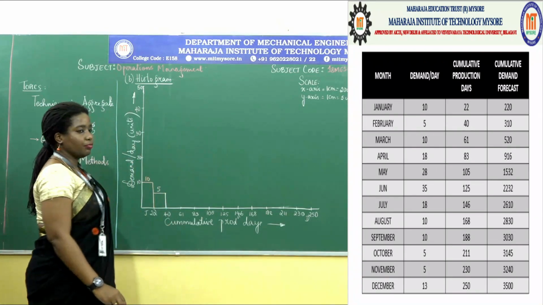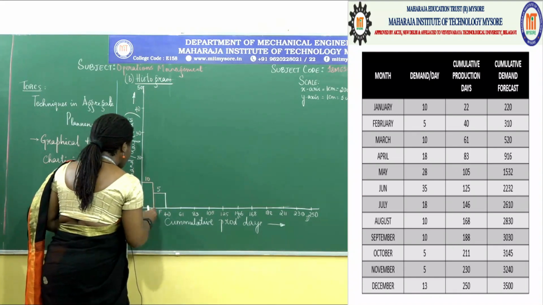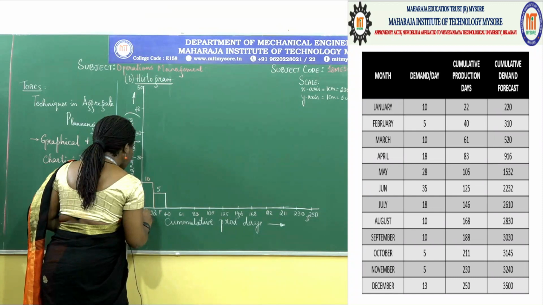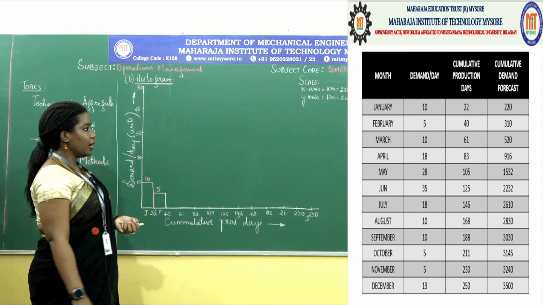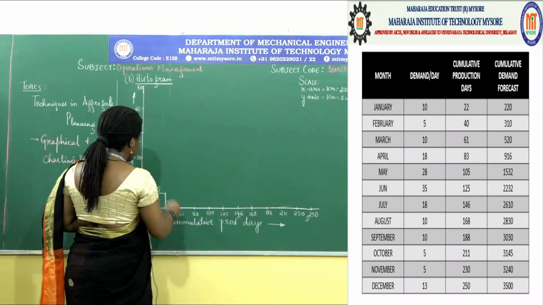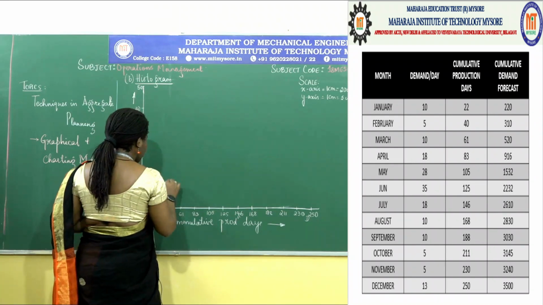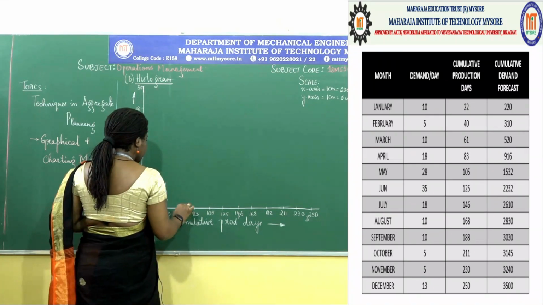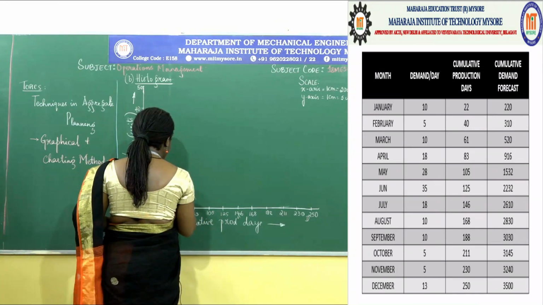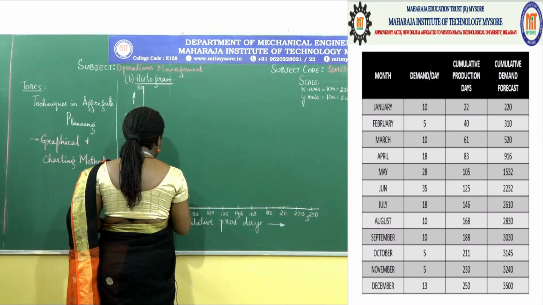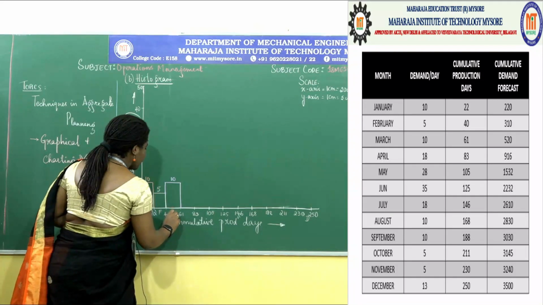Five units for the month of February. Again, from the table we can see the month of March. March, again, the demand is 10 units, similar to January, and the number of days of production in the month of March is 61 days. Units for the month of March.